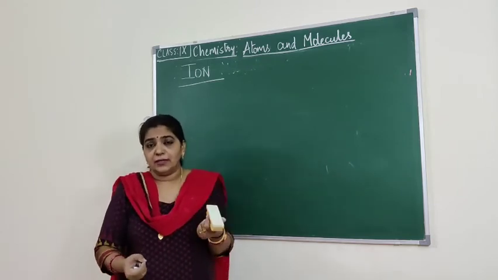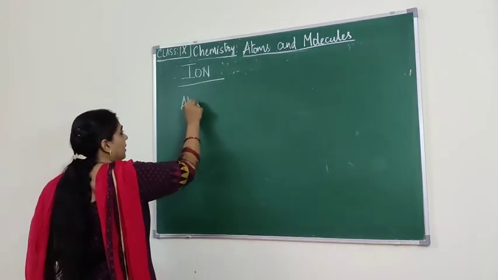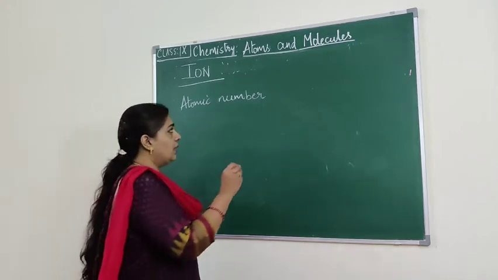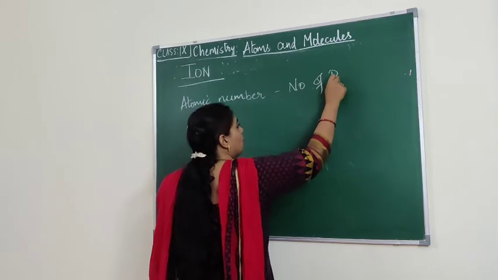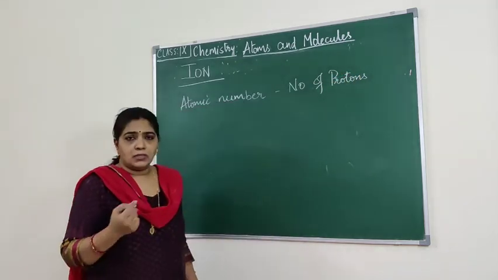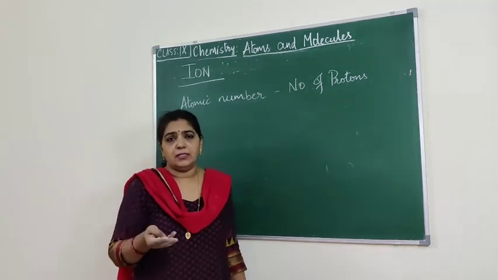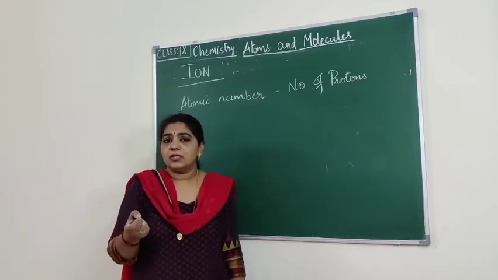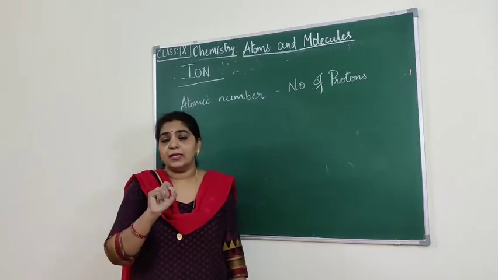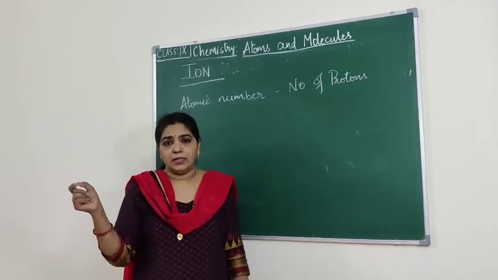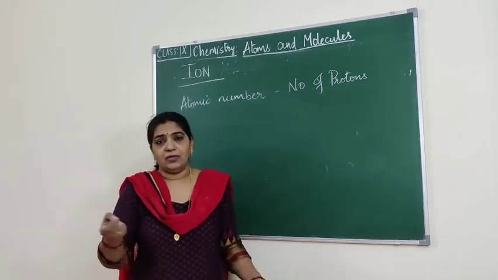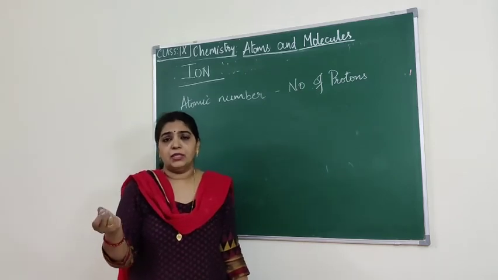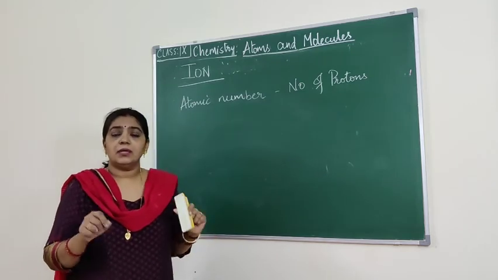So here we should know something called the atomic number of the elements. What is atomic number? It is the number of protons. You know what protons are, right? Atoms have three fundamental particles: protons, electrons and neutrons. Protons are positively charged, electrons are negatively charged, and neutrons are neutral, they don't have any charge. We have around 118 elements in the periodic table. How do we identify each element from the others? It is based on the atomic number, which is nothing but the number of protons.